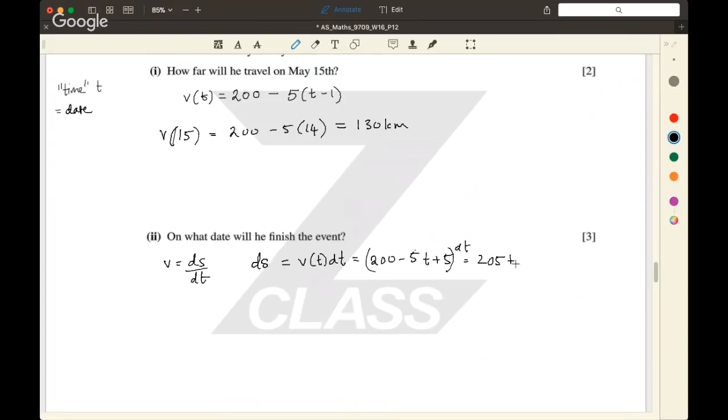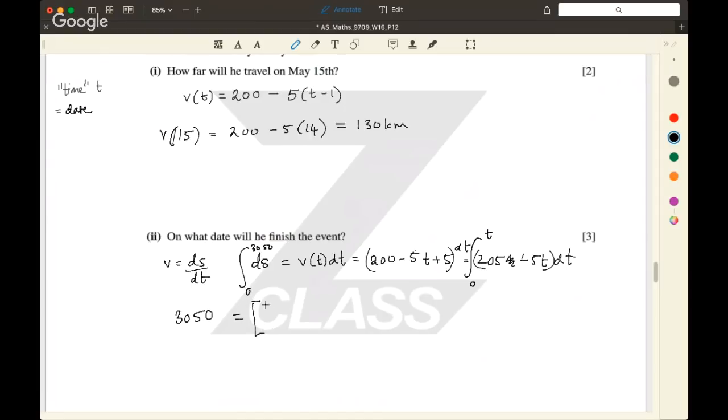So this is dt, 205 plus minus 5t dt. And now I'm going to integrate this between the initial, like 0 days past, where he traveled 0 kilometers, to some later number of days, t, where he's traveled 3050 kilometers, i.e. when he's finished. So the left-hand side just becomes 3050.